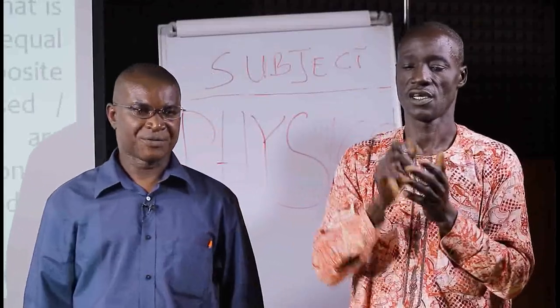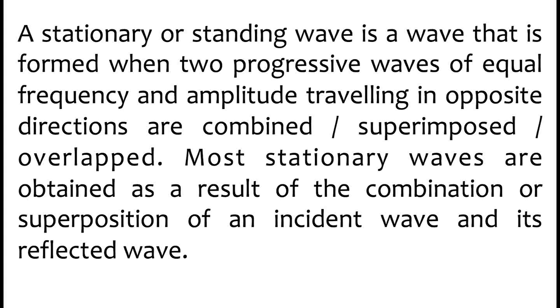What is a stationary wave? It simply means a wave that is formed when two progressive waves of equal frequency and amplitude traveling in opposite directions are combined, or they are superimposed, or they are overlapped. These are synonymous words that could be used.